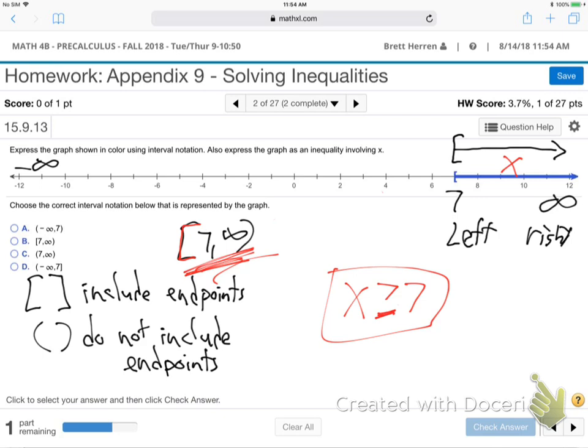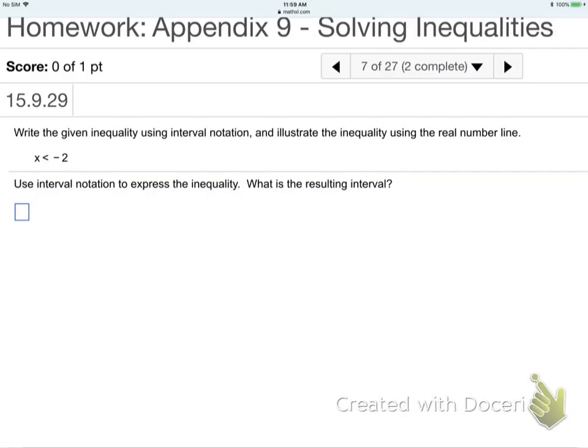So the brackets always go with the bars, if that helps you. BB, bracket with bar, always. Parenthesis, no bar. Okay, x is less than negative.